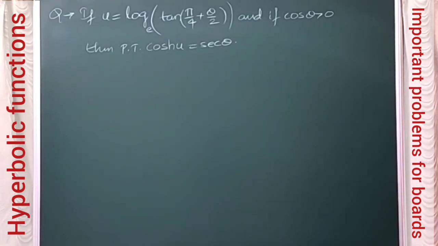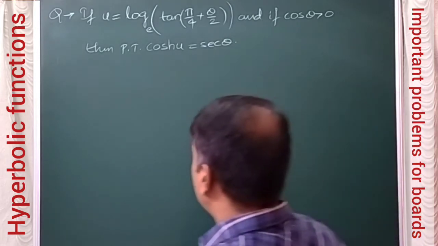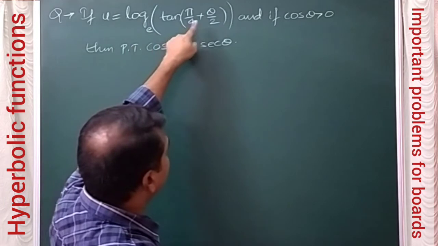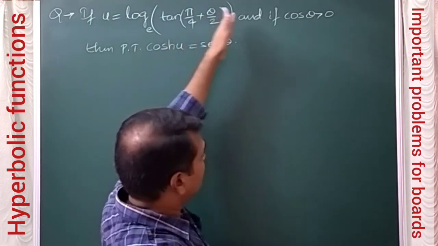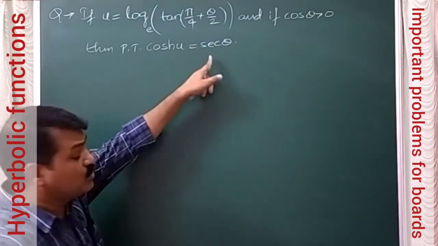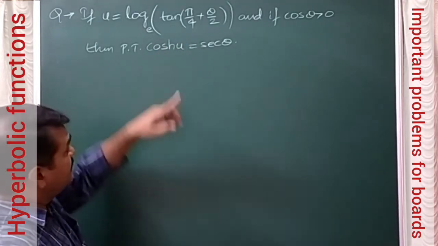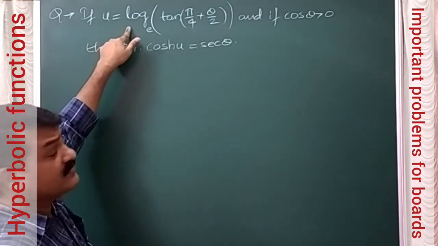So next question, if u is equal to log to the base e of tan of pi by 4 plus theta by 2, where cos theta is positive, we have to prove that cosh u is equal to secant theta. Now this is the given condition.